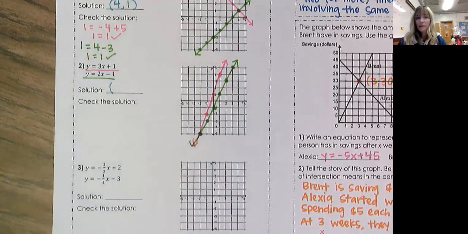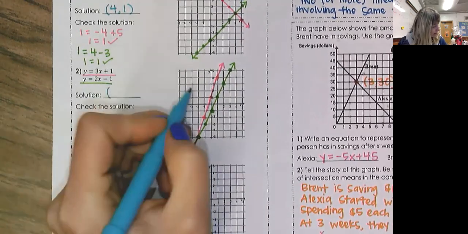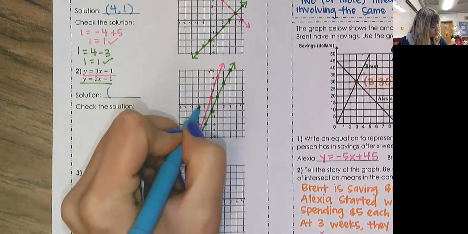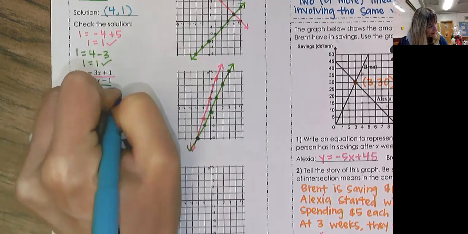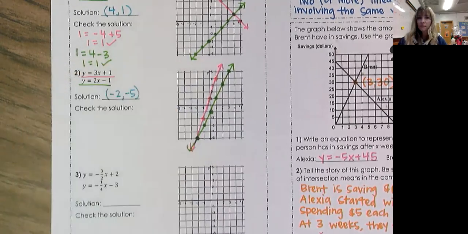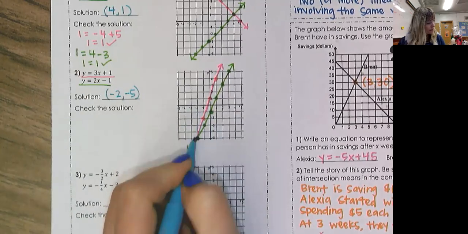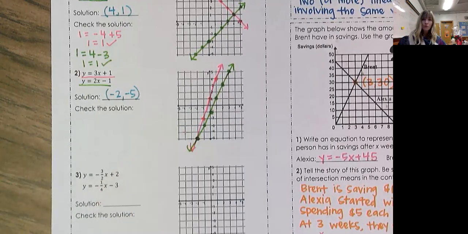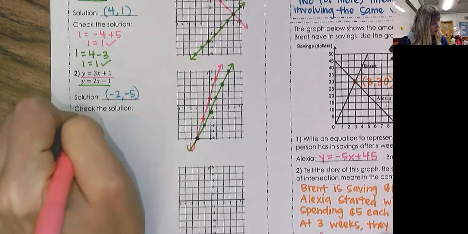All right, this crosses right down here. Where's that ordered pair? It's an ordered pair. Don't forget your parentheses. This is at (-2, -5). X, y, that's how we write it, right? (-2, -5). And now I'm going to check my solution.